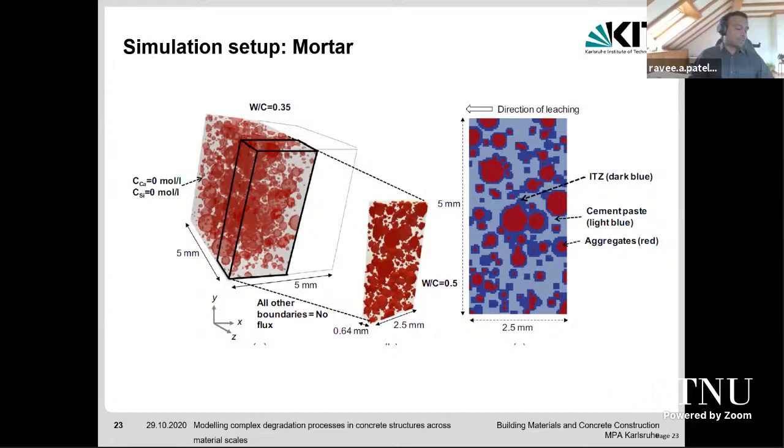What I forgot to mention in the previous slide is that we also did certain numerical treatments to make our simulation faster. This involved creating lookup tables instead of using full geochemistry. If you are more interested in how the whole model is implemented, I would suggest taking a look into the paper. At the mortar scale, we were interested in looking into the effect of this interfacial transition zone, which is more porous, and how the percolation of this interfacial transition zone affects the leaching kinetics, or whether it has an effect or no effect at all.